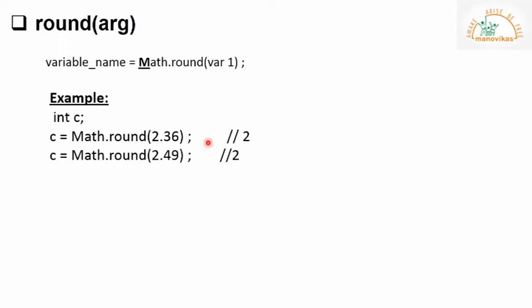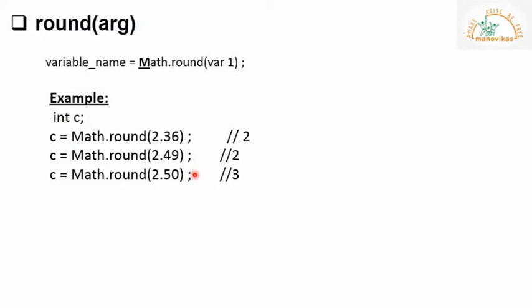The next value which is passed is 2.49. 49 is also less than 0.5. So the result will be rounded to the lower integer, that is 2. Then 2.50. So now 0.50 onwards, it will be rounded to the next, that is the higher integer, it will be 3.